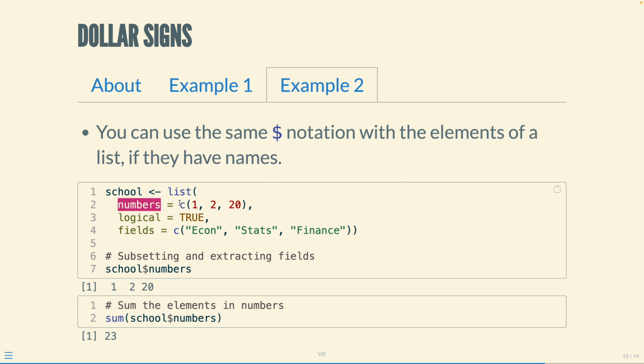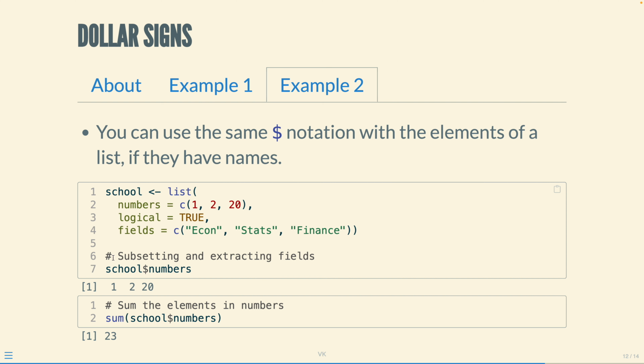It has numbers, which is a vector of 3 numbers here. It has some kind of logical value. I don't know what that means. True, it could be false, doesn't matter. You can make any type of list you want. And then it has some fields, so econ, stats, and finance. Maybe I put these because they go together so well.